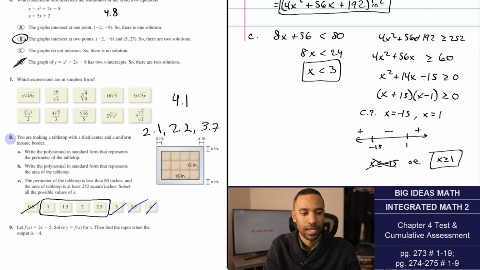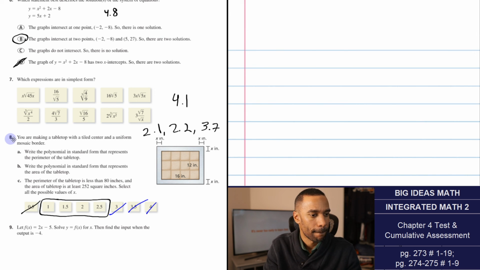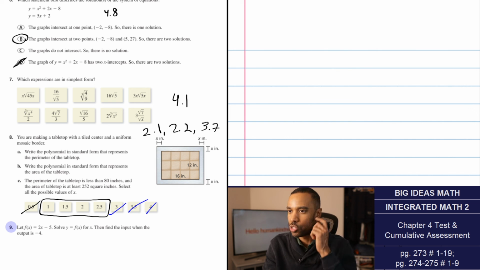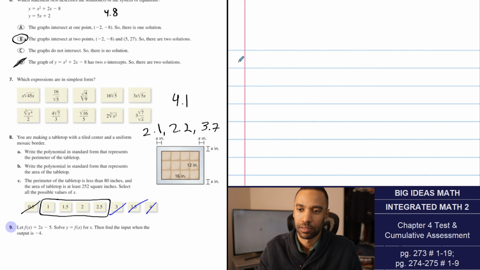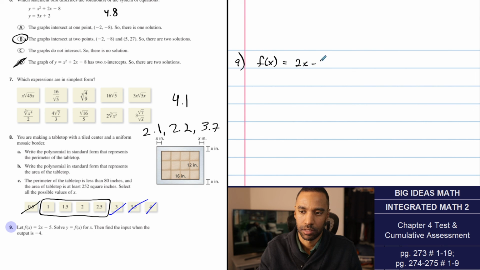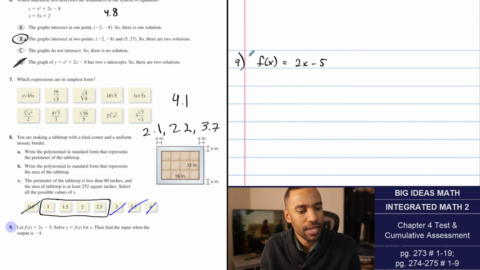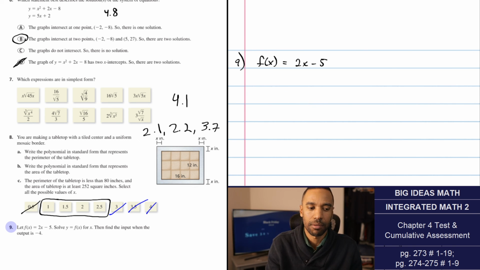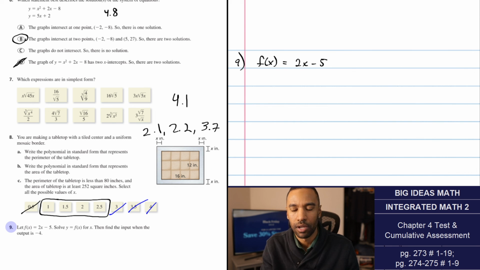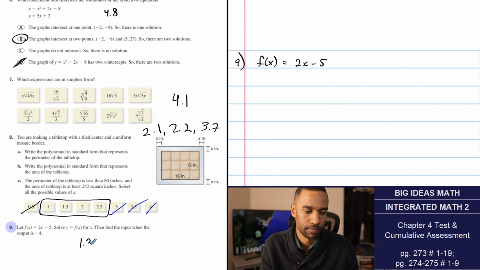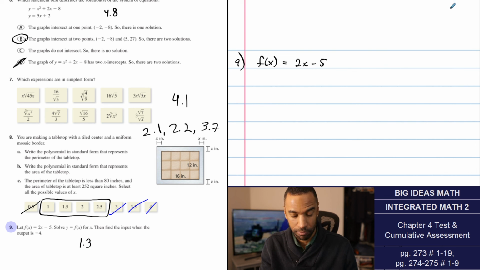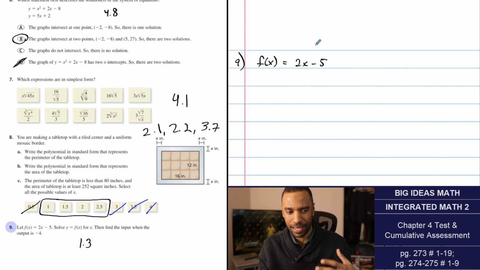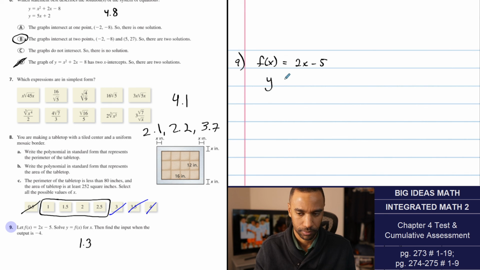Okay. The last question, number 9. Let f of x equal 2x minus 5. Solve y equals f of x for x. Then find the input when the output is negative 4. This came out of the inverse section, section 1.3. We are not doing inverses, but we are applying an inverse concept.